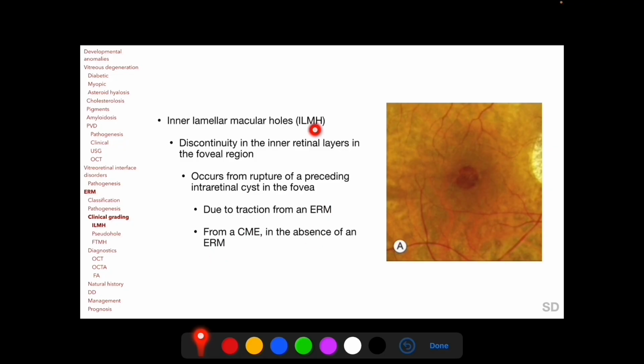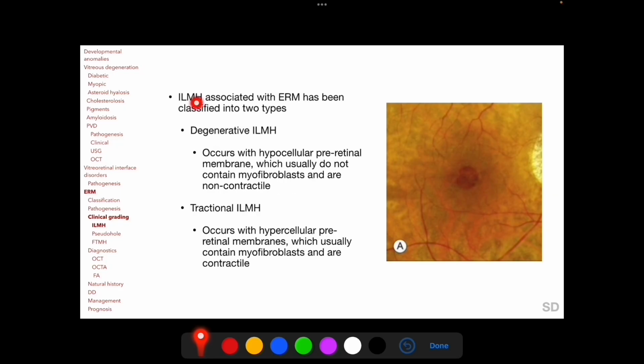So inner lamellar macular holes can occur in the presence of an epiretinal membrane, which we are discussing in this session, or in the absence of an epiretinal membrane from a cystoid macular edema, which we have discussed in a previous session. Inner lamellar macular holes associated with epiretinal membranes have been further classified into two types. Degenerative inner lamellar holes occur with hypocellular preretinal membranes, which usually do not contain myofibroblasts and are thus non-contractile, and tractional inner lamellar macular holes occur with hypercellular preretinal membranes, which usually contain myofibroblasts and are thus contractile.